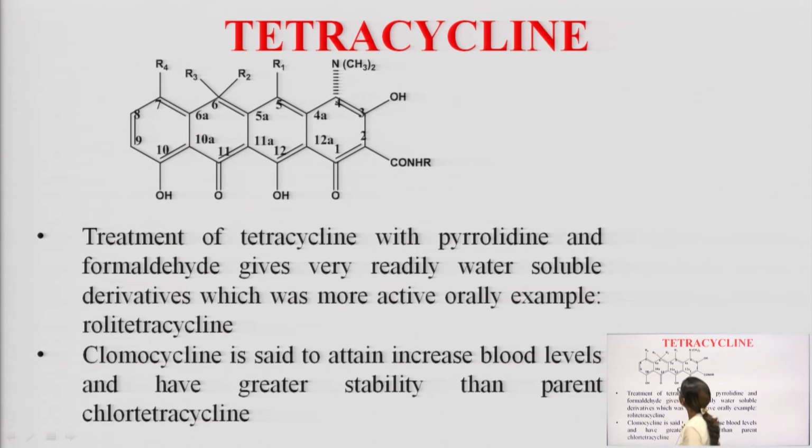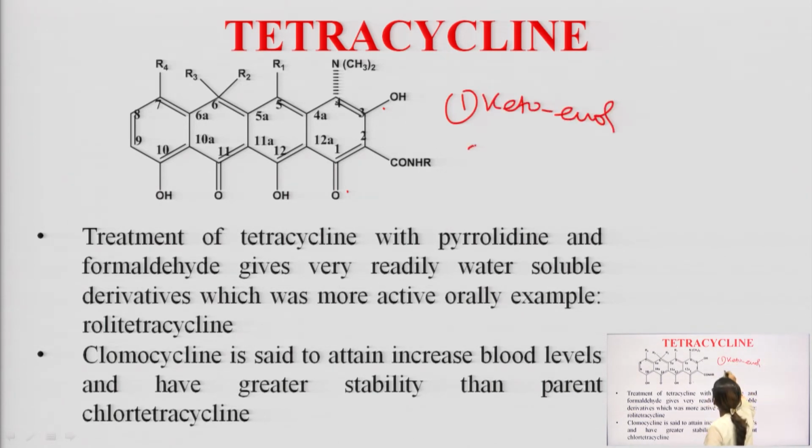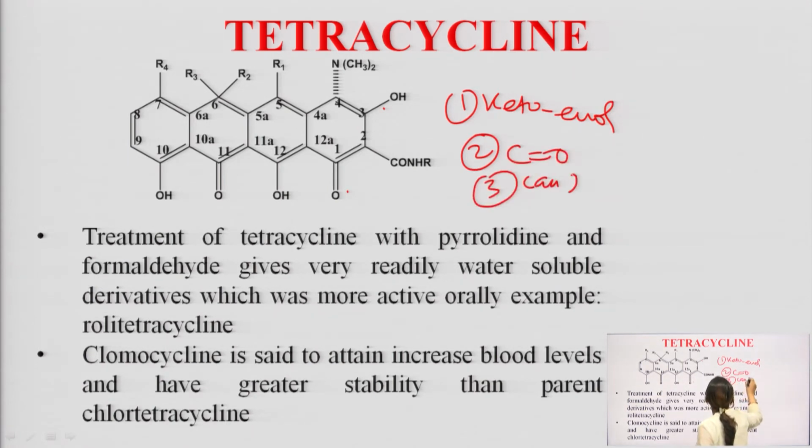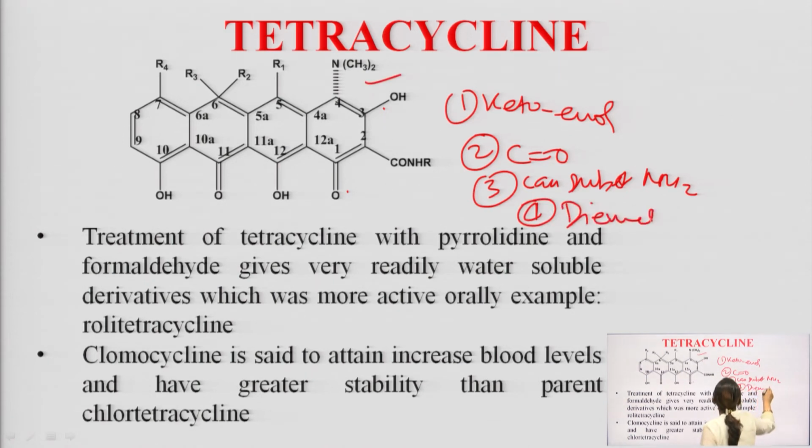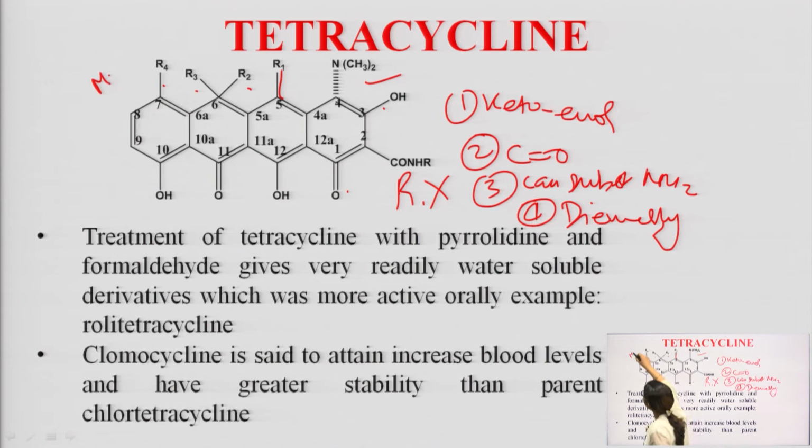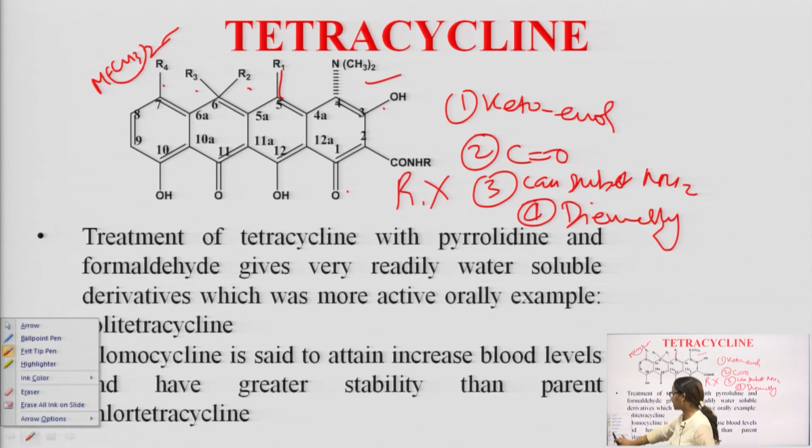Okay, if we consider the general structure, what we have seen: first point, ketoenol tautomerism is necessary. Then at the second point we have seen the carbonyl group is necessary, it can be substituted with NH2, right. Then we have seen the dimethyl amino group is necessary. Then we have seen that this R1 is not necessary, R2, R3, R4 can be substituted. We have seen that if in place of R4 we attach N(CH3)2, then the activity will be increased. So, this is the whole SAR which we have seen.